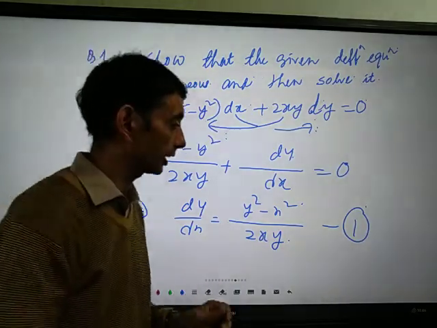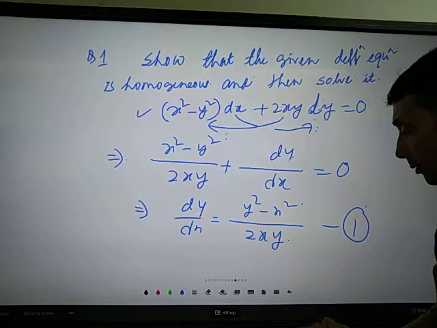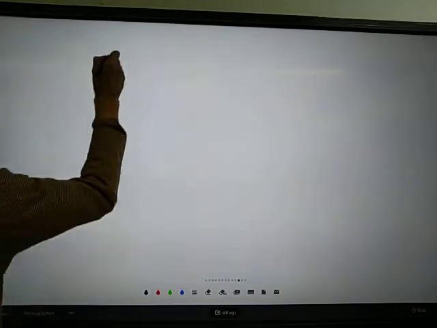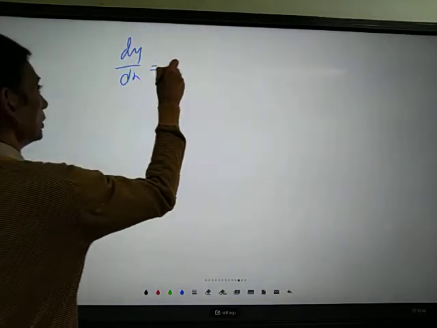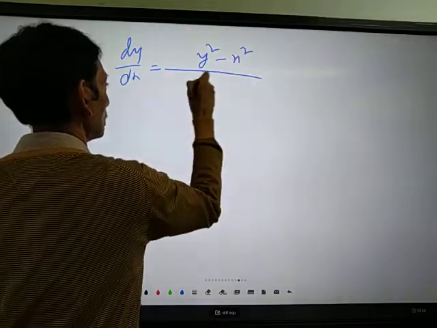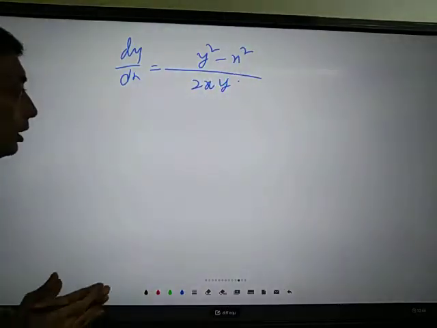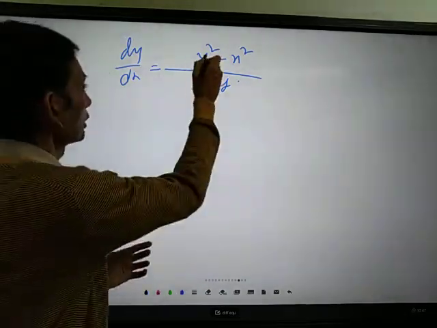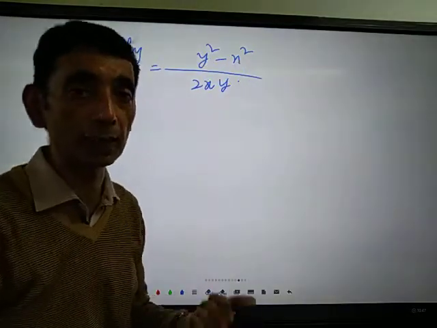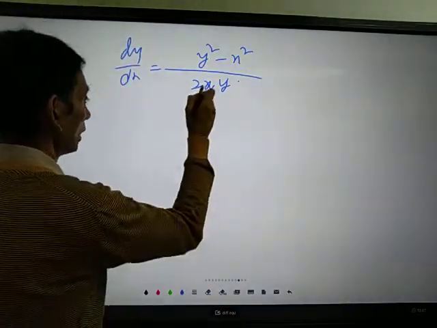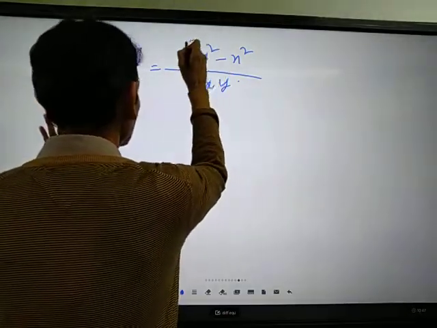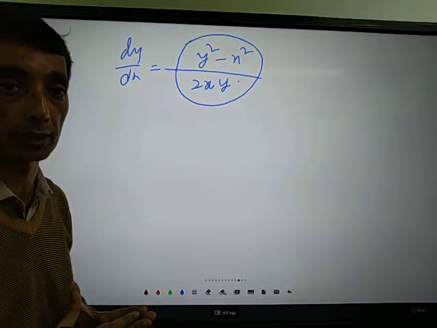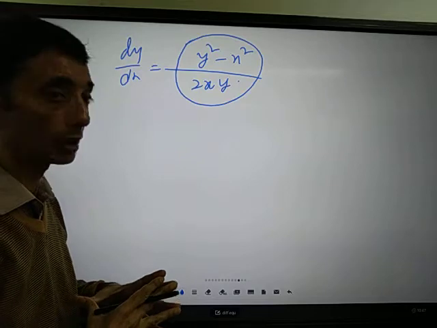Now let us check whether this is homogeneous or not. I'll rewrite the equation. This is dy by dx equals y squared minus x squared over 2xy, equation 1. Now what is the method to check whether it is homogeneous or not? Just now I discussed that we will replace x by lambda x and y by lambda y. So first of all, you need to check this particular function, whether this is a homogeneous function or not.